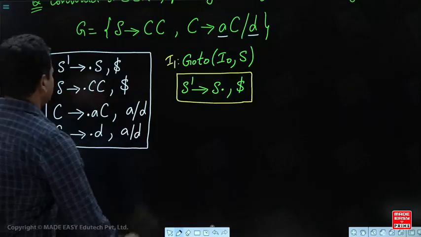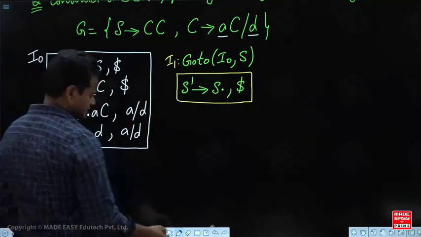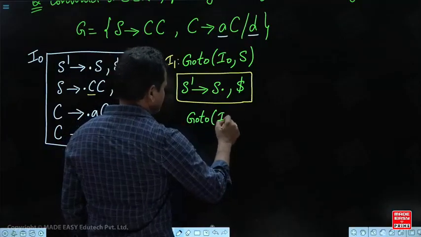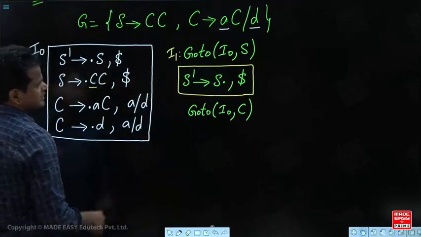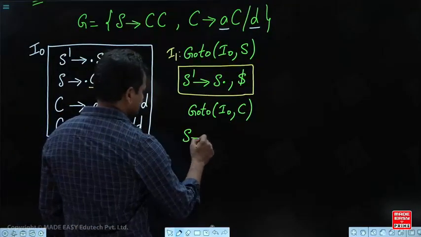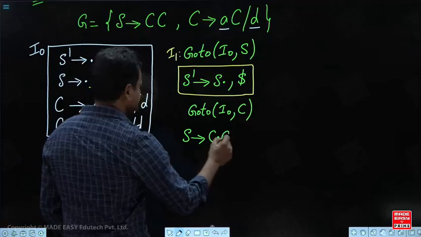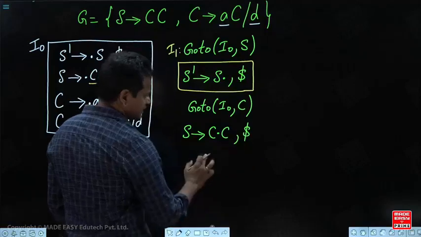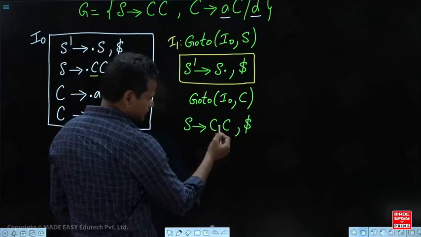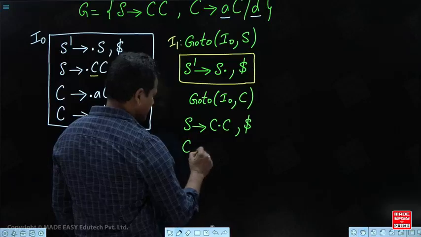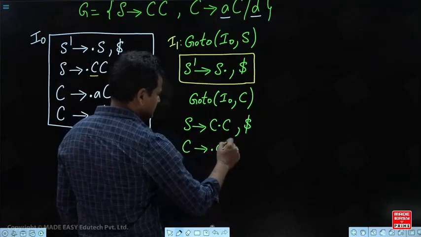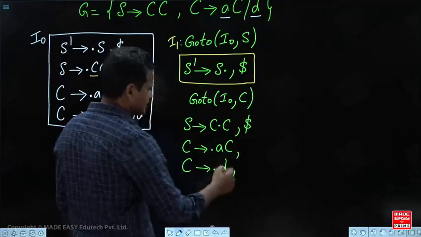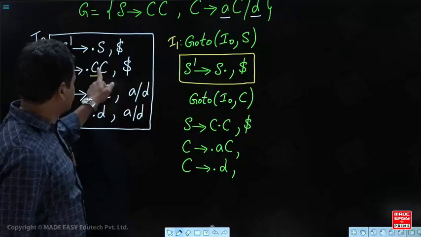Okay. Now Goto(I0, C). So what will you get? S derives C dot C. First we will shift the dot. We have shifted the dot, and after shifting the dot, here the dot is before C. It is a non-terminal. Therefore, add every production of C. C has two productions: one is AC and the other one is D. Do you understand? I repeat, dot before C. If you shift, the dot will come here.